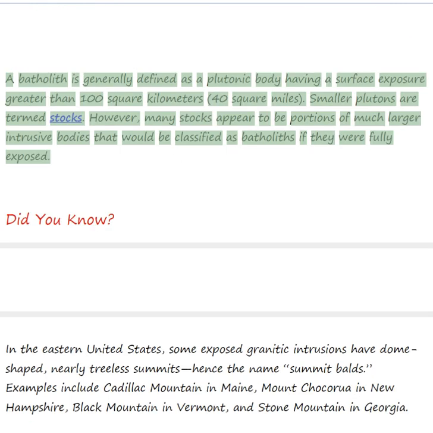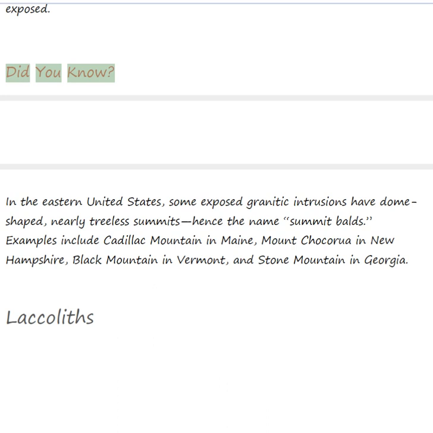A batholith is generally defined as a plutonic body having a surface exposure greater than 100 square kilometers. Smaller plutons are termed stalks. However, many stalks appear to be portions of much larger intrusive bodies that would be classified as batholiths if they were fully exposed. Did you know?